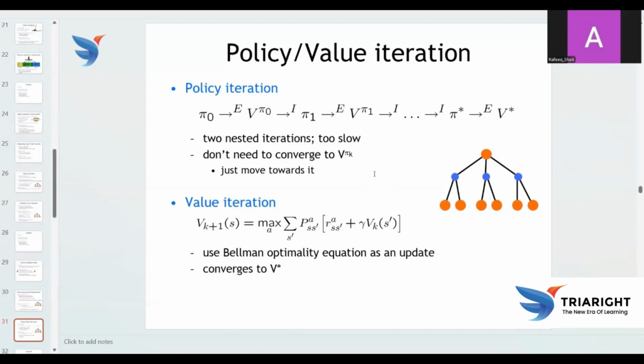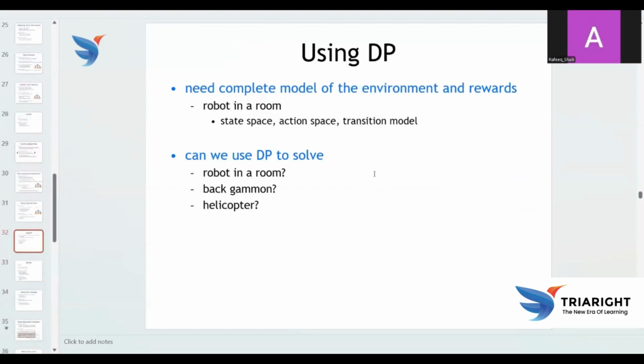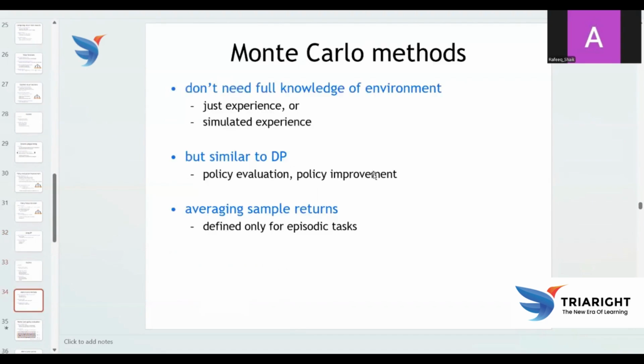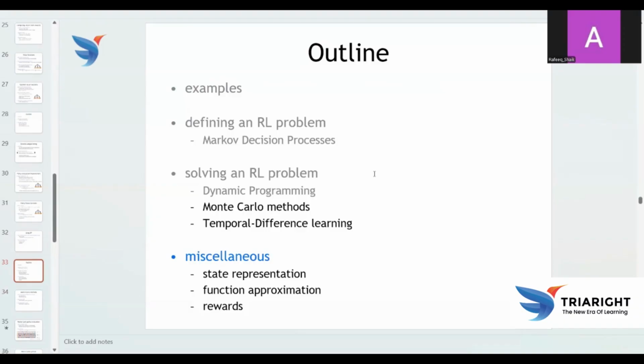It is not suitable for large or unknown environments, because it needs the full model of the environment, right? With DP we need the complete model of the environment and the rewards, like a robot in a room. We have the state space, action space and the transition model. We can use DP to solve a robot in a room, or backgammon and helicopter problems like that. Instead of that, for unknown environments, we can solve with the Monte Carlo method.